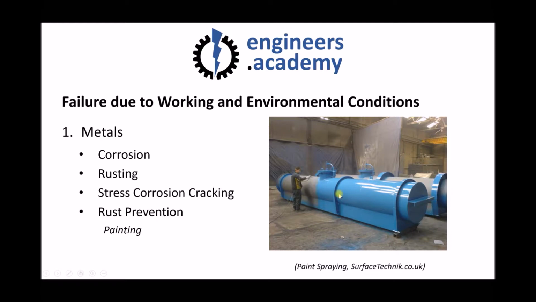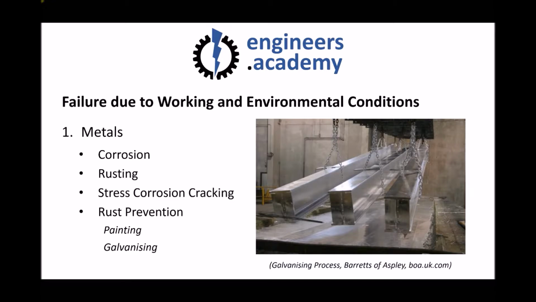Now, another method that's used extensively is something called galvanizing. And in galvanizing, steel components are actually dipped into a bath of zinc, as we see in the image here. So what the zinc will do is it will coat the steel. It will also fill in any defects and crevices within the steel. And because it's molten, we get much better coverage throughout the surface of the material.